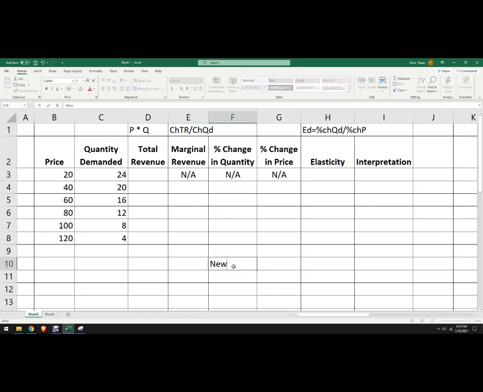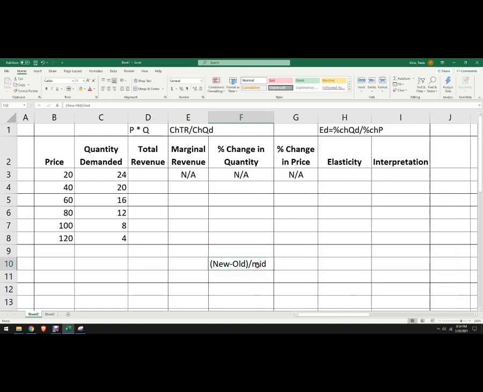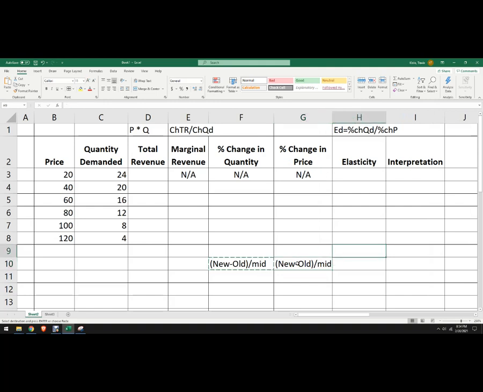This is the new value minus the old value. And depending on whether or not you're using the midpoint method, I'm going to use the midpoint method. I'm going to divide by the midpoint. And then we multiply, that gives us a sort of a number, and we multiply that whole thing by 100 to get a percentage. Okay. So that's what we're doing here. If you're not doing the midpoint method, you can just do new minus old over old, and that'll give you what you need there.